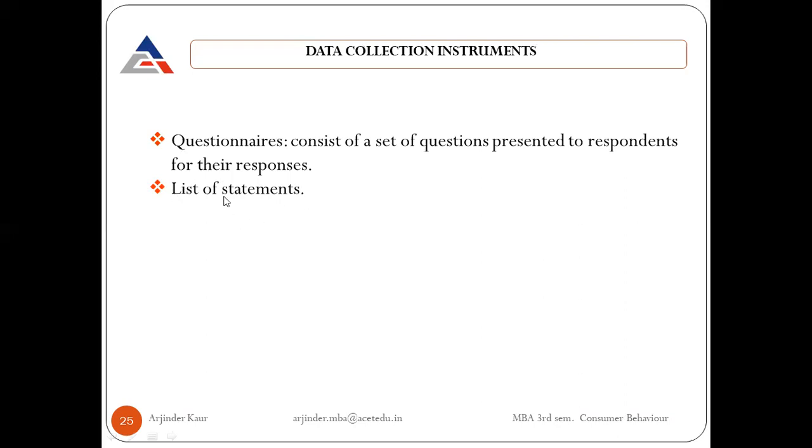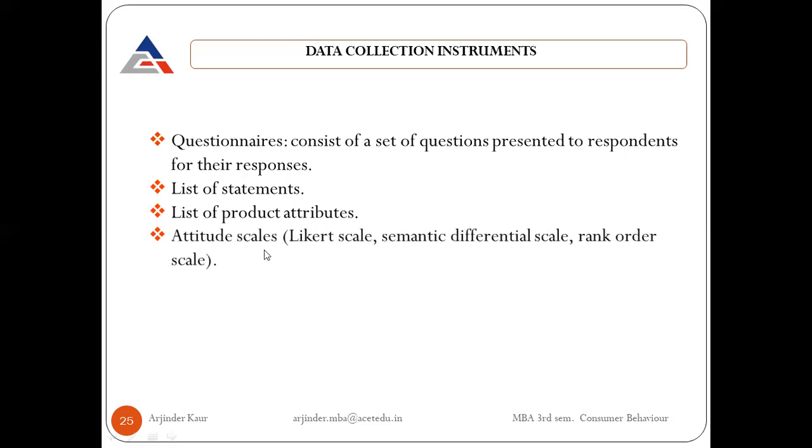Also, instead of including questions, we can just write down some statements and people can tell whether they agree or disagree with that statement. Then a list of product attributes, so the features of the products can be listed. Attitude scales can be used. It could be a Likert scale, semantic differential scale or rank order scale. You will do these in much detail in the subject marketing research.